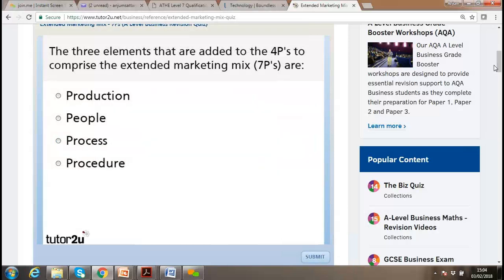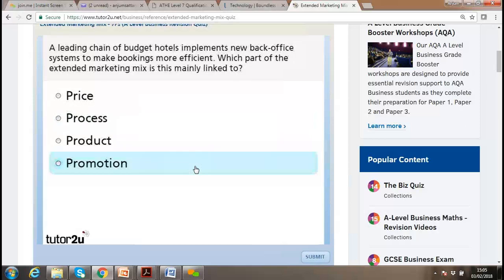So next: the three elements that are added to the four P's to comprise the extended marketing mix are... I have to select one or three. Production. People. Okay, people. Yes, correct.